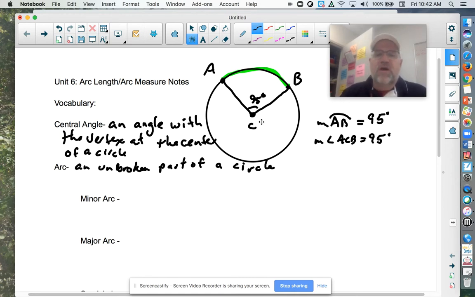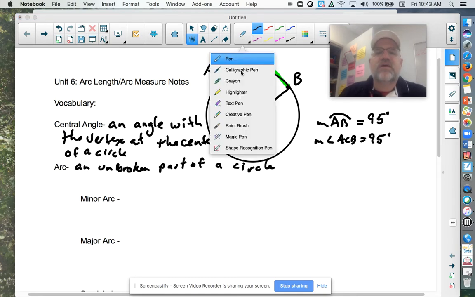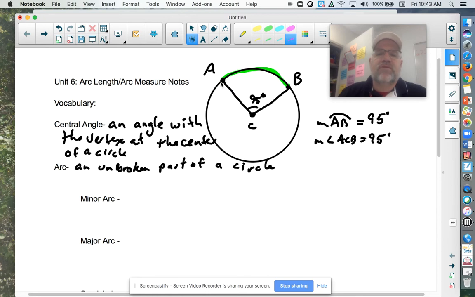You have really two different arcs, because if I was talking about arc AB, couldn't I be talking about this arc? I mean, why not the bigger one instead of the smaller one, from there to there? Why didn't I pick the bigger one? That's because when we deal with arcs, we almost always deal with the smaller of the two arcs. But I do want you to be aware of the two different arcs.